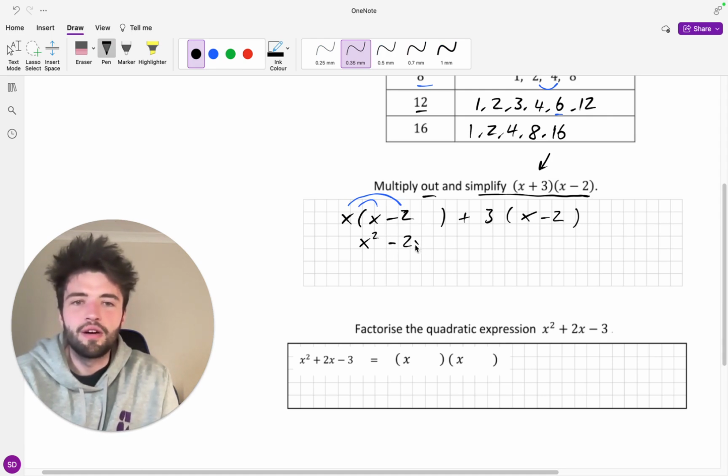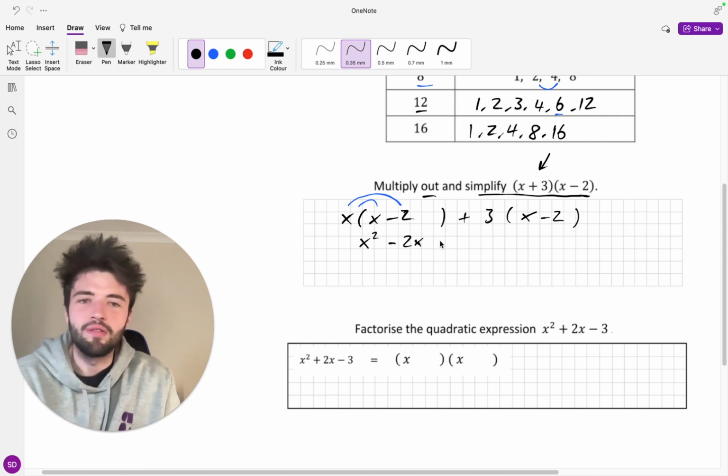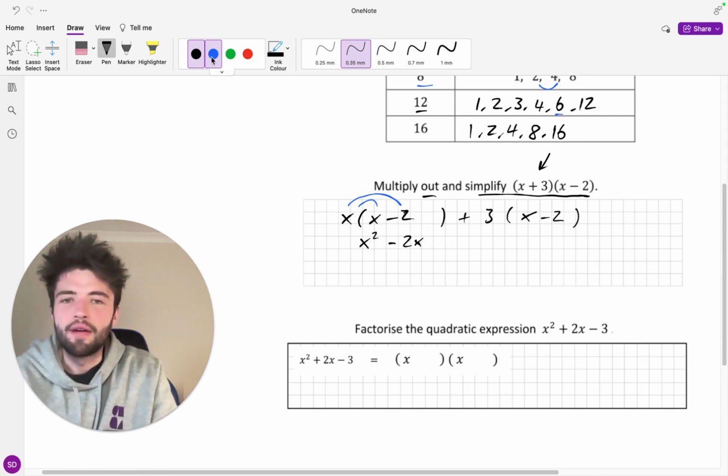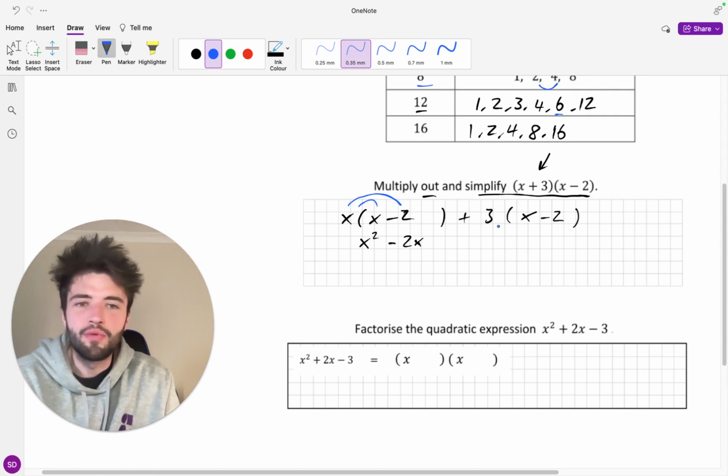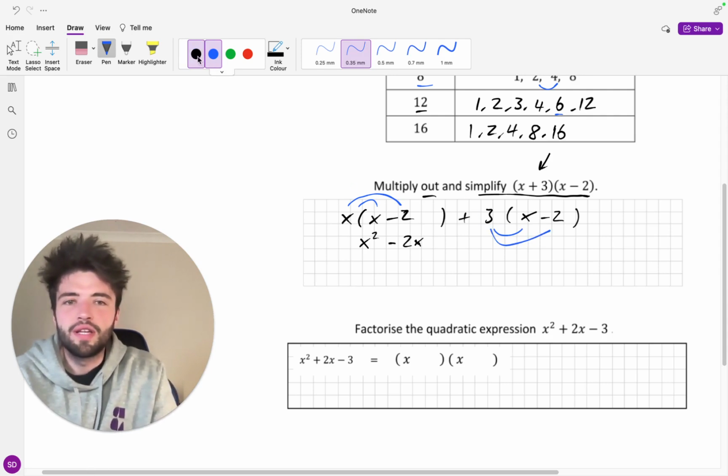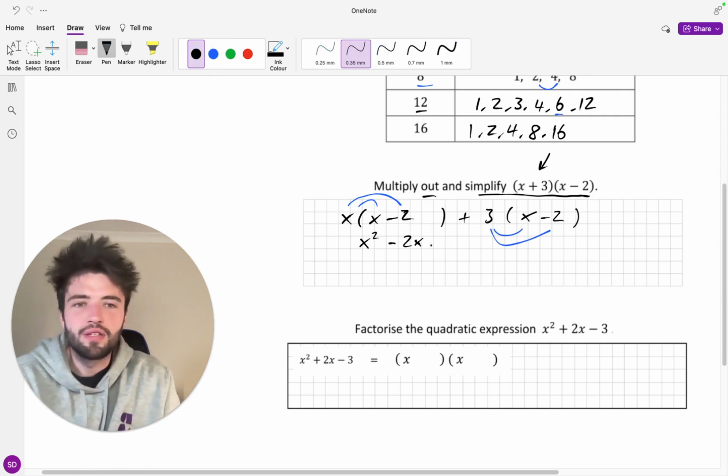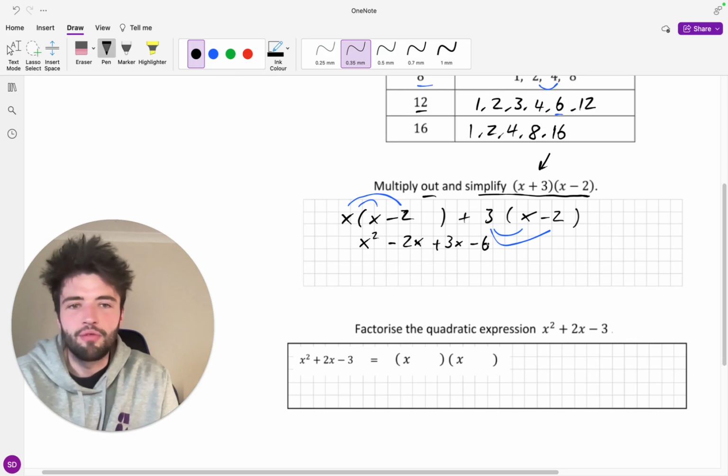And so actually, I always think multiplication with algebra is actually easier, because you're usually just combining the numbers together and you haven't used your calculator, which is nice. But we've done our first bracket now, and so we're going to be moving on to our second bracket, which has 3 times x and 3 times minus 2. And so we can do this now. So 3 times x is 3x, and 3 times minus 2 is minus 6. So we're going to have that there at the end.